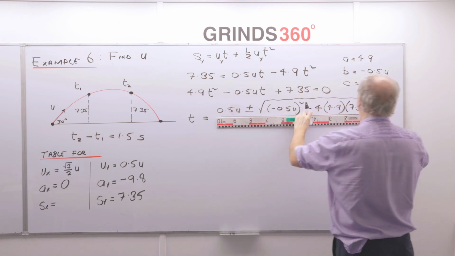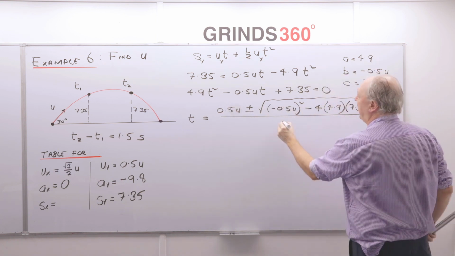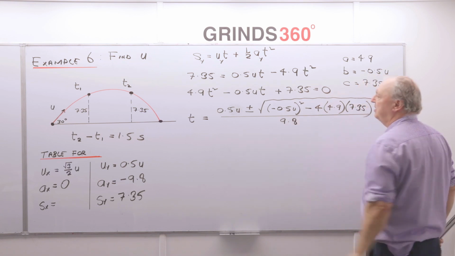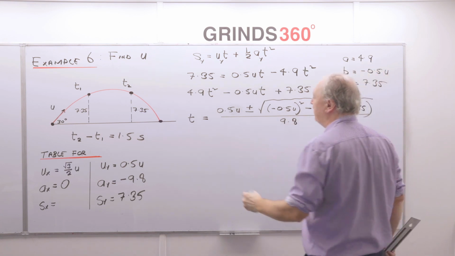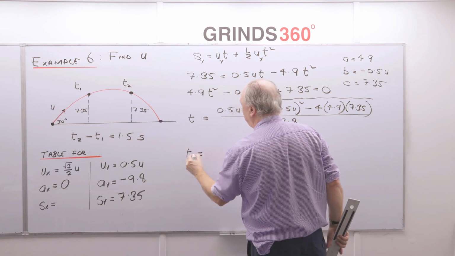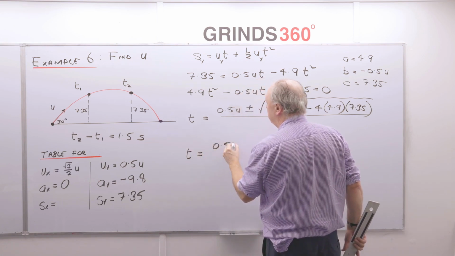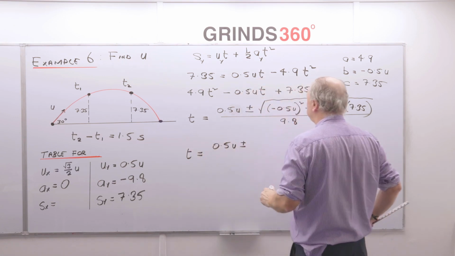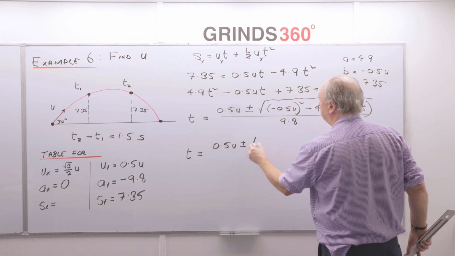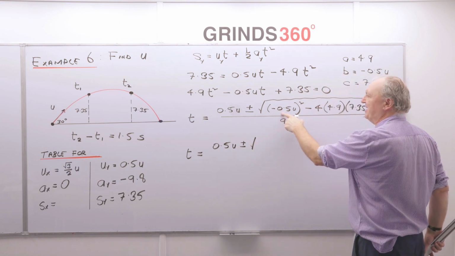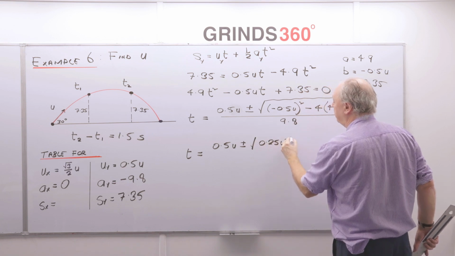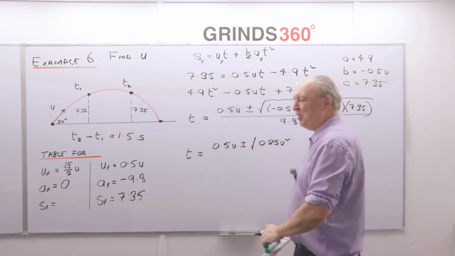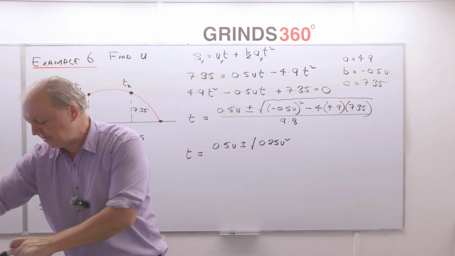I can work that out, can't I? 2 times 4.9 is 9.8. So there are my two answers for t, the plus and minus one. Let me do a little bit of tidying up here. So t is equal to 0.5u plus or minus the square root of. Square that, and you get 0.25u squared.